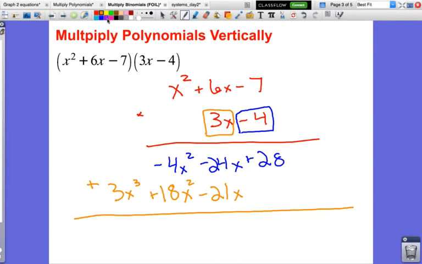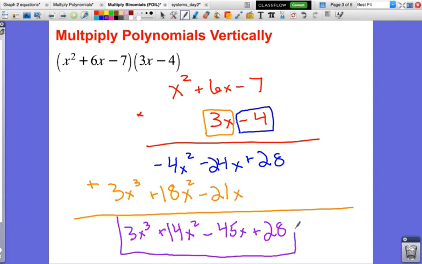Now I can combine both of these, add these up to get my final answer. I'll do that in purple. So I have 28. I have no other constant on the second row right here, so I'm just going to bring down my plus 28. Negative 24x, negative 21x: if I combine those, I'll have negative 45x, because negative 24 plus negative 21 is negative 45. If I'm combining negative 4x squared and 18x squared, I'll have 14x squared. And then I still have my 3x cubed that's not being combined with anything. So here is my simplified answer. I'm all done, and I was able to multiply these two polynomials.